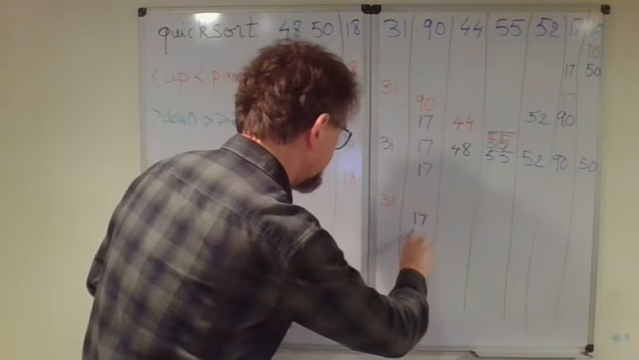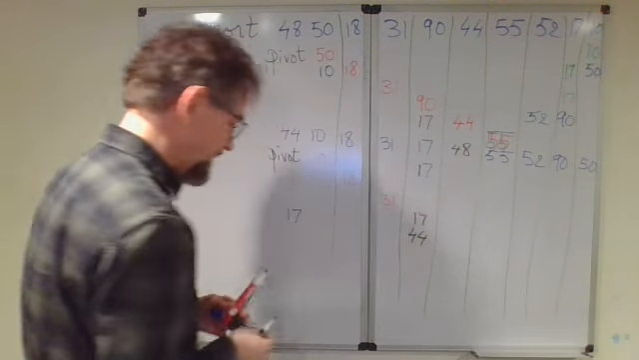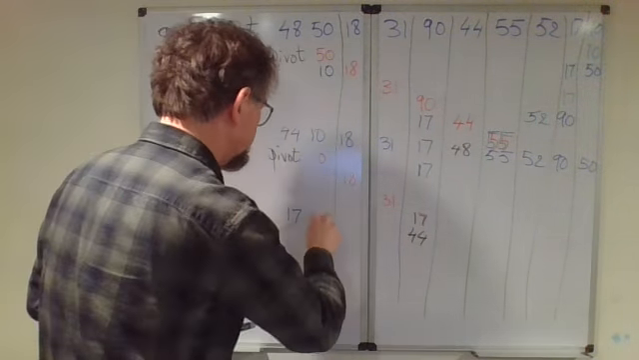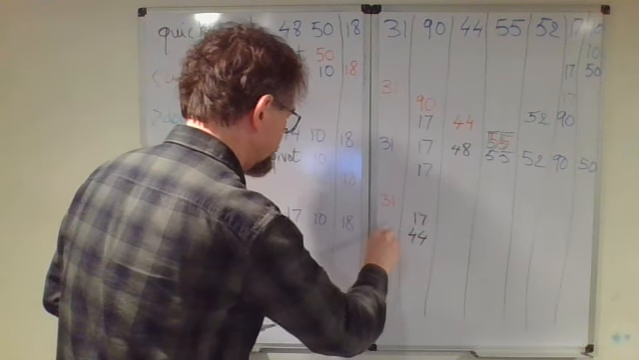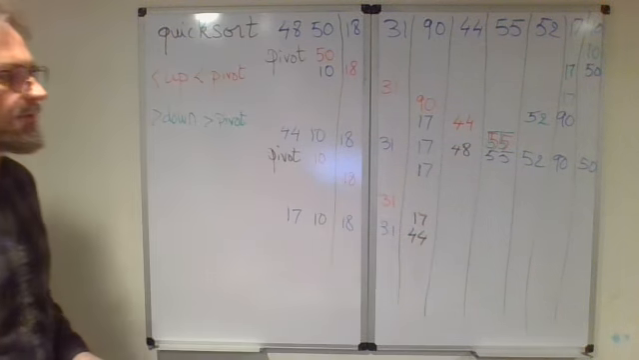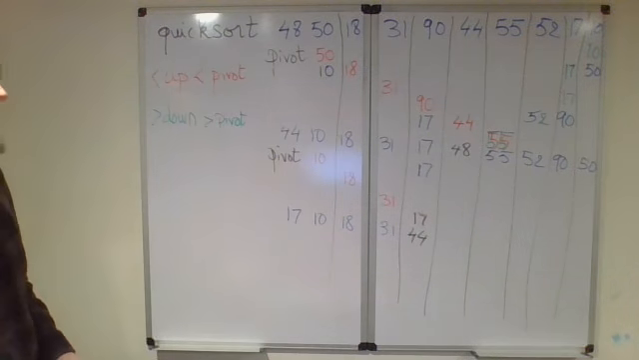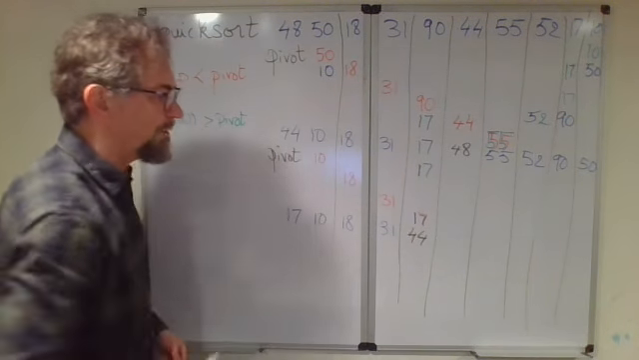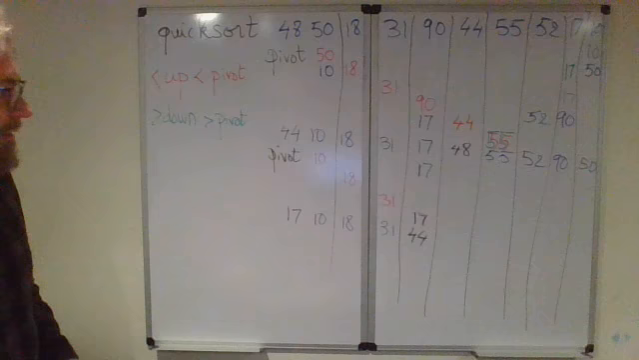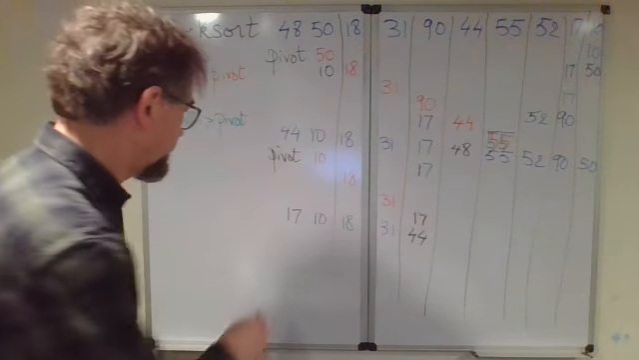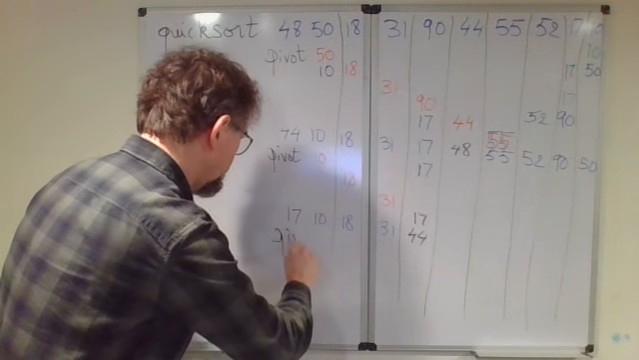So our pivot comes here, and I will copy. So now the sequence that we consider is the sequence of blue numbers. We went from 5 numbers to 4 numbers. So now the pivot is 17.